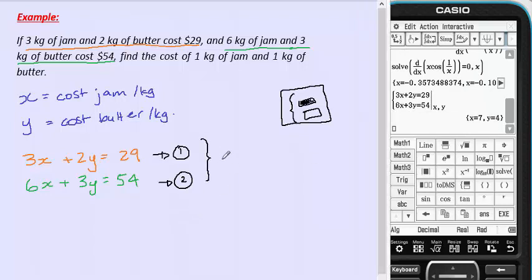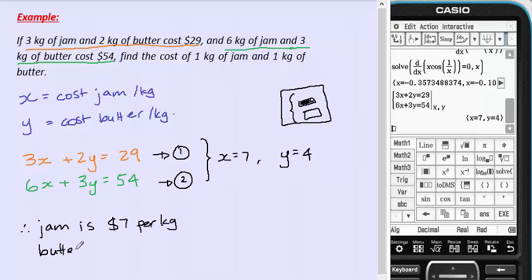So what I'm going to write here is x equals 7, y equals 4. And therefore, because I know x is the cost of jam and y is the cost of butter, therefore jam is x, $7 per kilo, and butter is $4 per kilo. And that's how I answer a question like that.